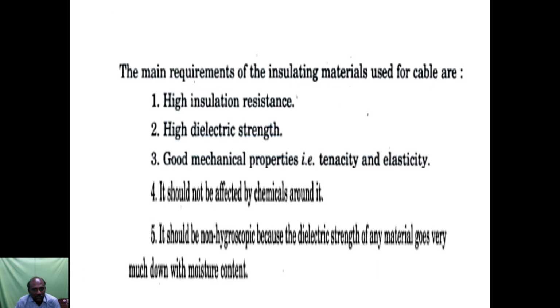So we have already studied the different types of insulators. The main requirements of insulating material used for cables, that is in underground transmission, are high insulation resistance, high dielectric strength, and good mechanical support. They should not be affected by chemicals, and they should be non-hygroscopic. With these considerations we can design the insulation for underground distribution.